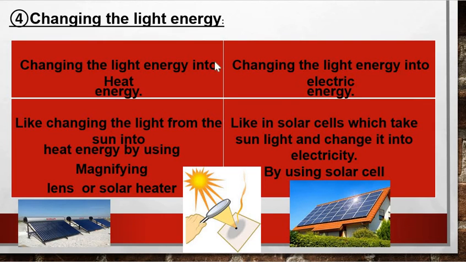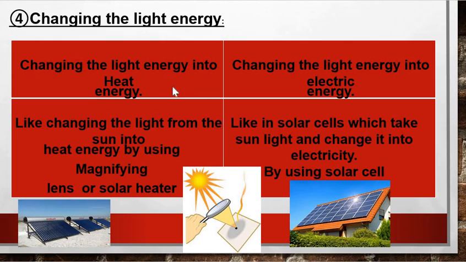Okay, so you have two changes in the light energy: to heat energy by solar heater or magnifying lens, and to electric energy by solar cell. Now we finish lesson 1. I think it's simple and easy.